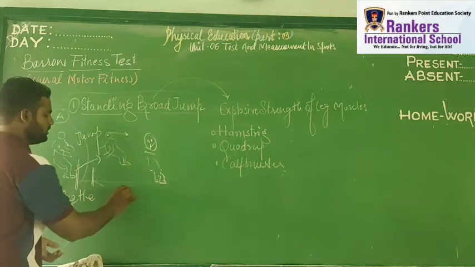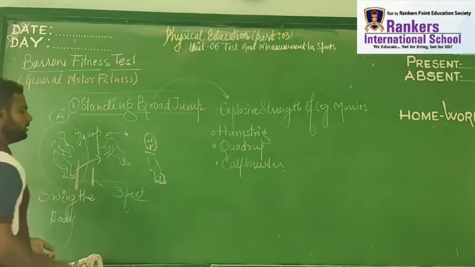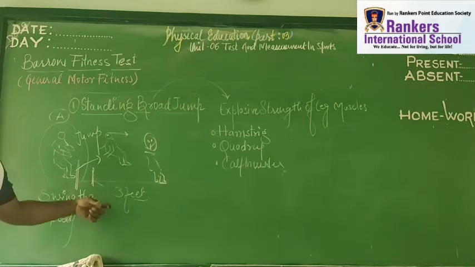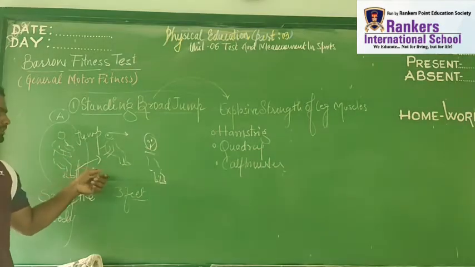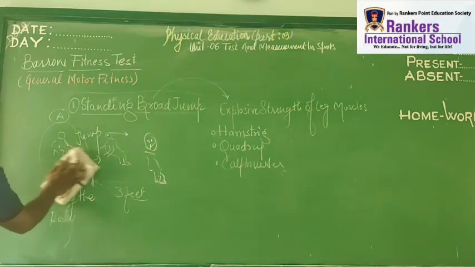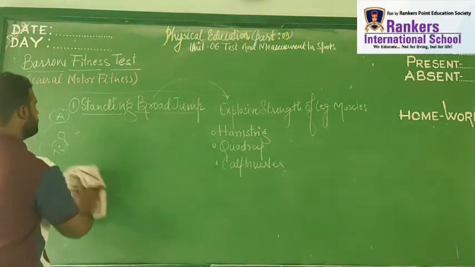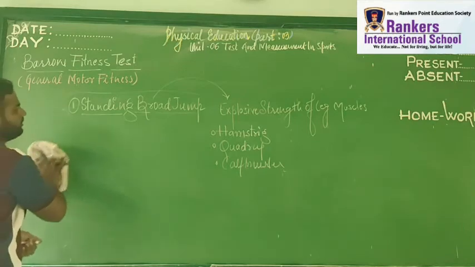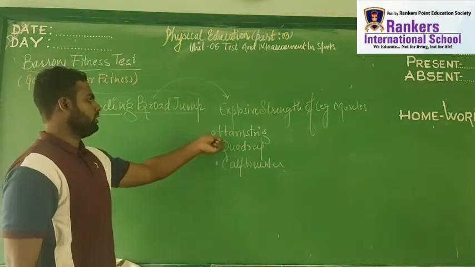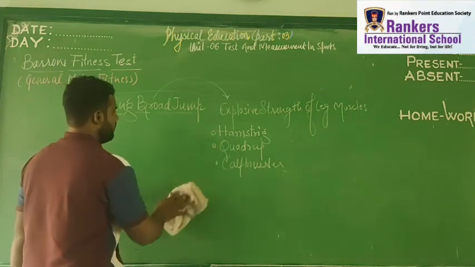How much distance is covered? 3 feet. So what is the explosive strength of this boy? The explosive strength of this boy is 3 feet. Got it? So we measure the strength, which strength? Explosive strength, by standing broad jump. And which muscles are required? Here the working muscles are hamstring, quadricep, and calf muscles.